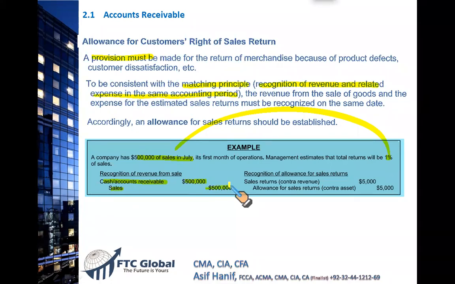But at the same time, none of the customers has come as yet. No one has come back. It's just that we are going to create an estimate of returns, recognition of allowance for return. So we are going to debit the sales return. Remember, this is the estimate, not the actual. It's 1% of 500,000. So you debit sales return, estimate, 5,000, and credit allowance for sales returns 5,000.